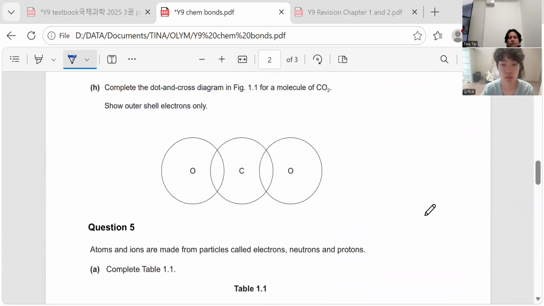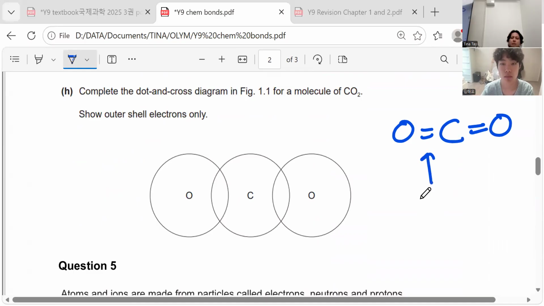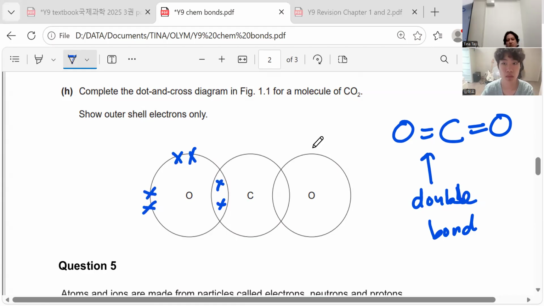This one's a little bit different. This one I haven't taught you actually. Carbon dioxide: each carbon has 4 bonds, each oxygen has 2 bonds. So this is called a double bond. A double bond is when you share 2 pairs of electrons. Oxygen, 1, 2, 3, 4, 5, 6, and 1, 2, 3, 4, 5, 6. Then carbon, 2, 4, you only draw 4. 1, 2, 3, 4. Please check carefully, make sure your answer is correct.